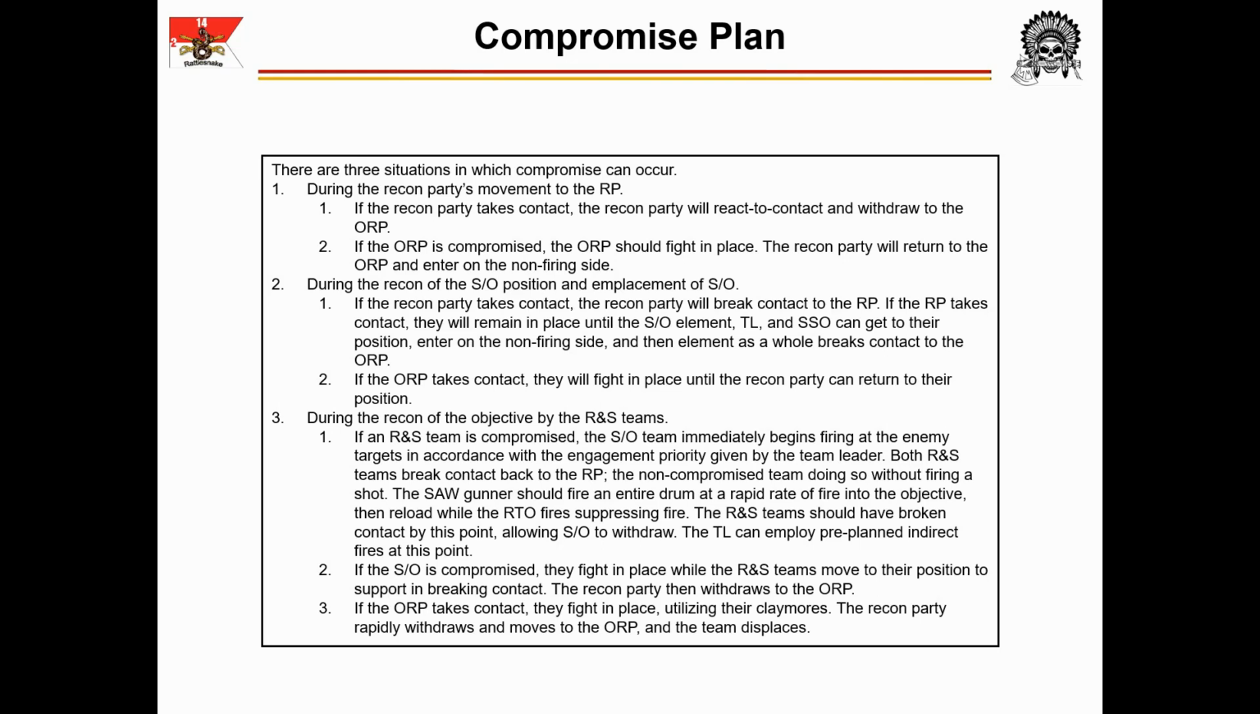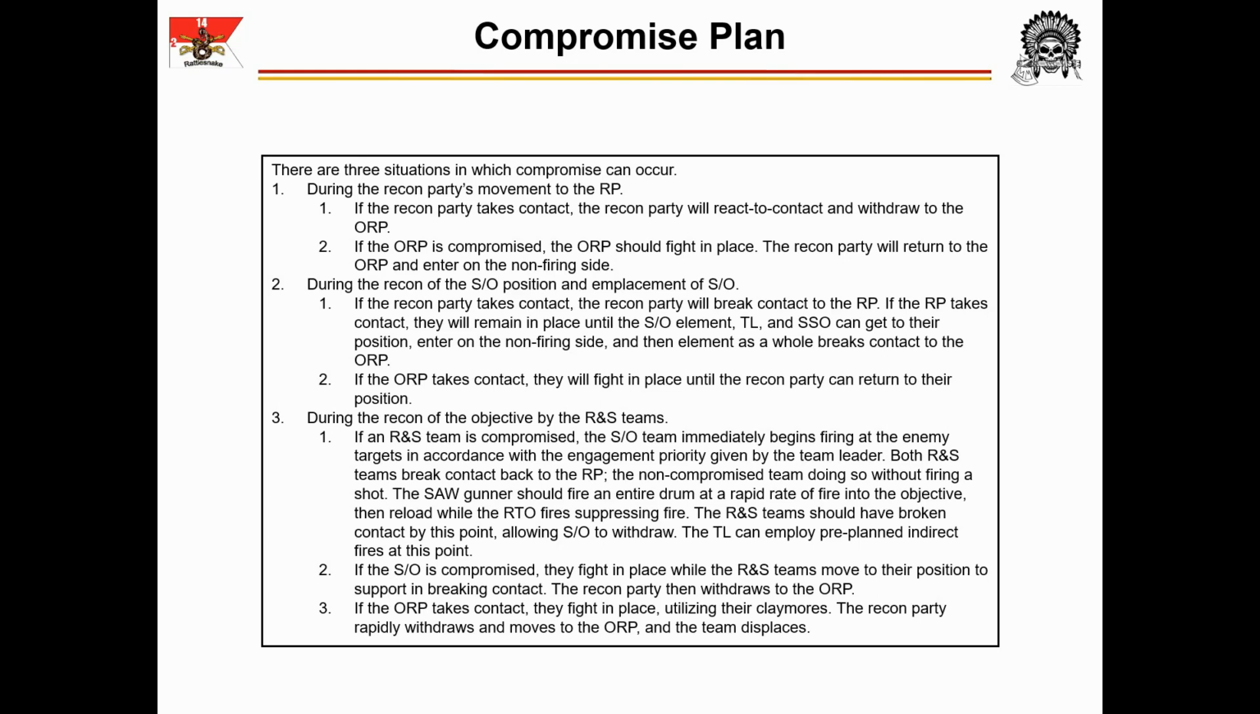In the third situation, one of the elements of the team is compromised during the recon of the objective by the RNS teams. If an RNS team is compromised, the S&O team immediately begins firing at the enemy. They'll do so in accordance with the engagement priority given by the team leader. Of note, the S&O team needs to be aware that the enemy may attempt to recon by fire. That is, the enemy may fire at likely positions in order to elicit a response from the reconnaissance team.